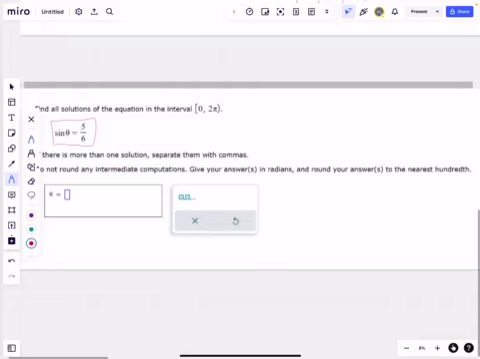And then if I look a little further, I see do not round any intermediate computations. Give your answer in radians and round your answers to the nearest hundredth. So this is saying I need an approximation. All right, so that means I'm going to use my calculator to get my answer or answers. Well, we're definitely going to need to be thinking about more than one answer here, okay?